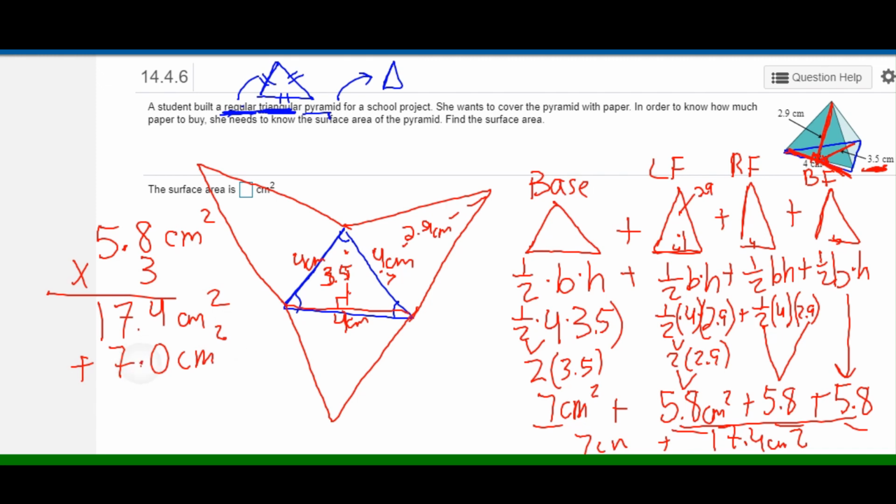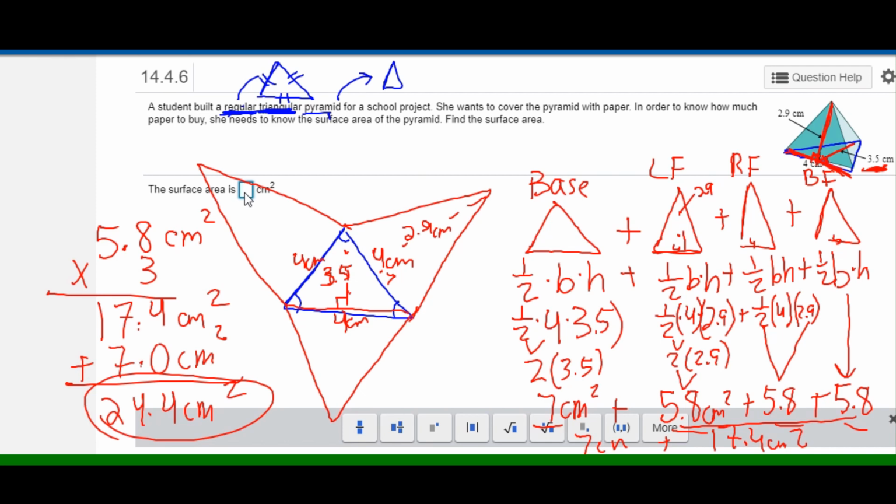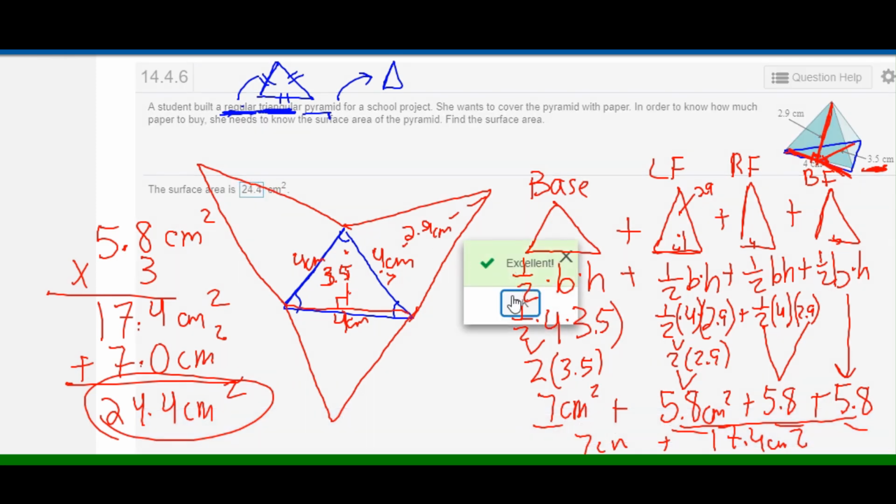You have to align your decimals and place values. So 24 and 4/10 centimeters squared. So that is going to be the surface area, the amount of space, in centimeters squared, the amount of square units that this figure takes up. So remember, area is always two-dimensional because you multiply the length times the width. So that is a two-dimensional quantity.